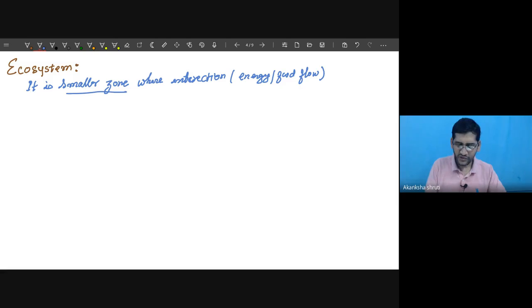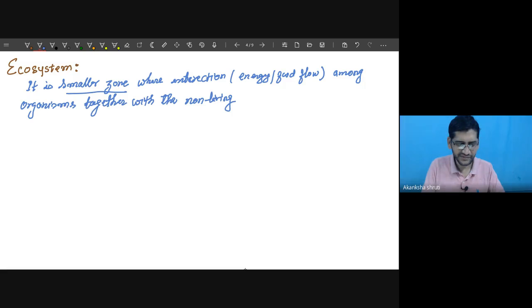So a smaller zone where the interaction among organisms, together with the non-living constituents of environment.